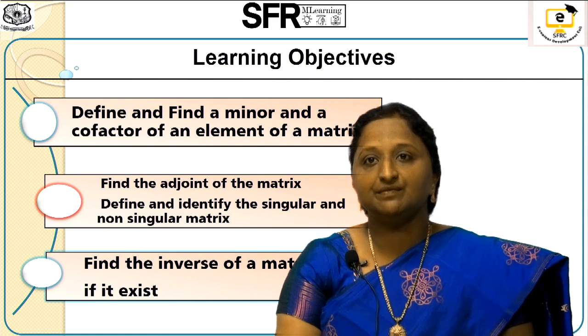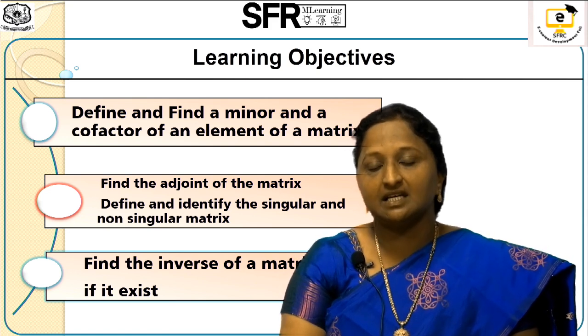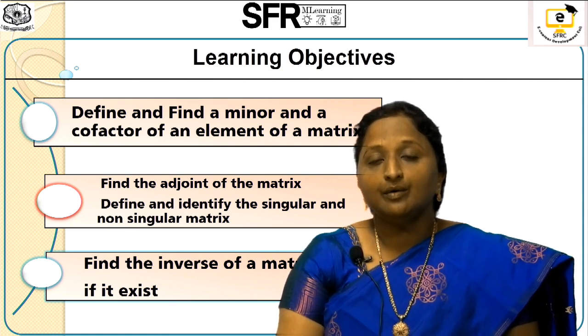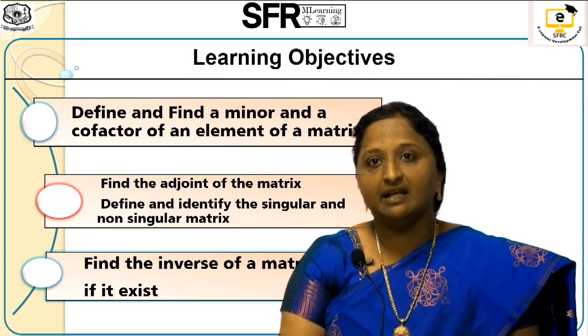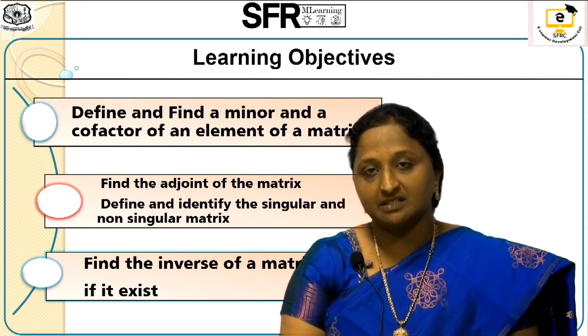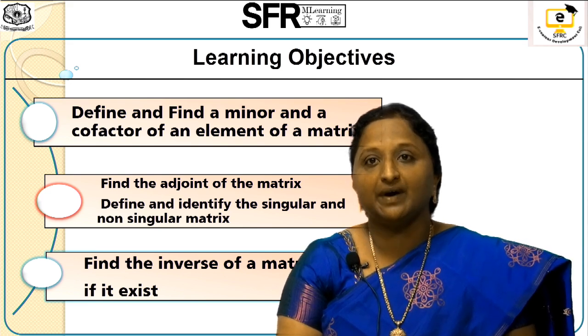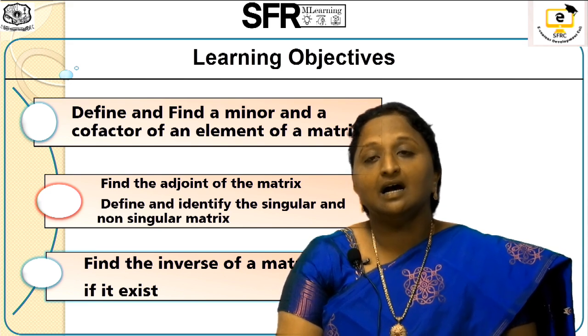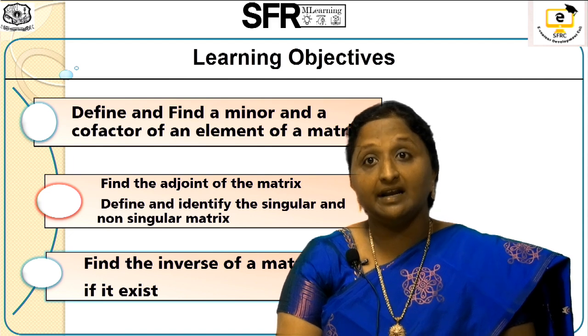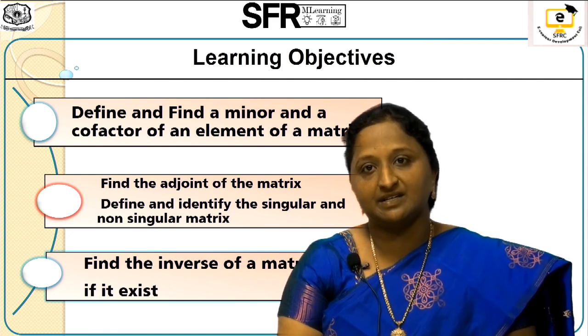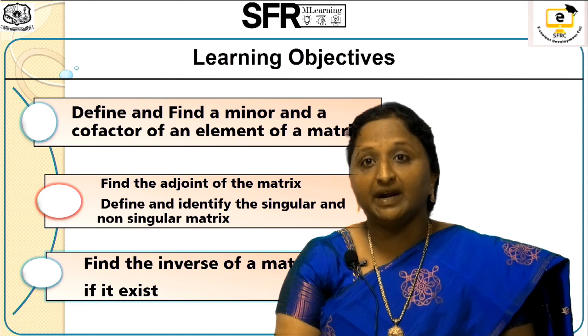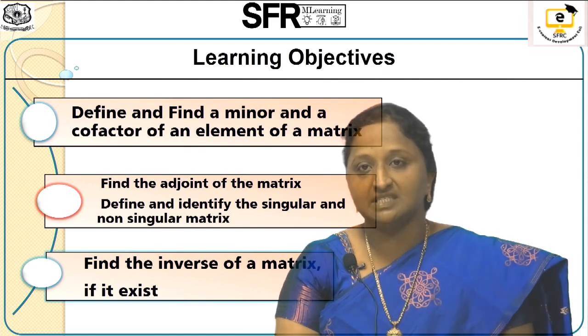First of all, I want to give some learning objectives of this session. First, I want to define and find a minor and cofactor of an element of the matrix. That should be useful to find the inverse of a matrix. And then we need to find the adjoint of the matrix and also define and identify singular and non-singular matrix. The main thing is finding the inverse of a matrix if it exists.